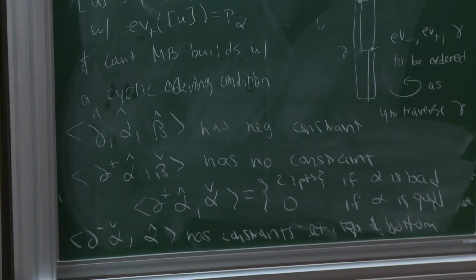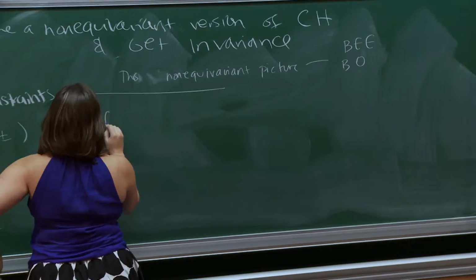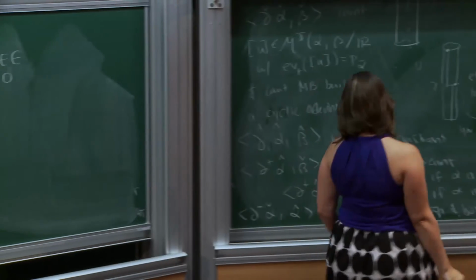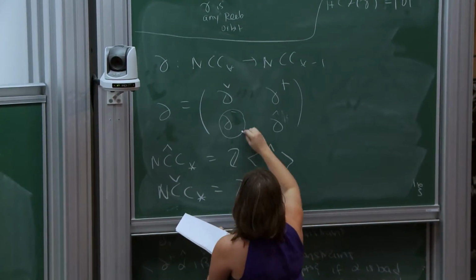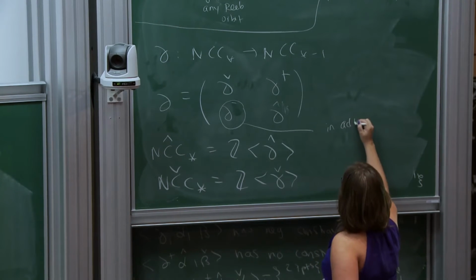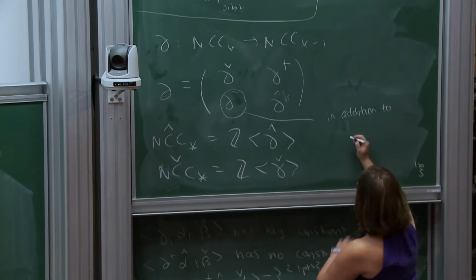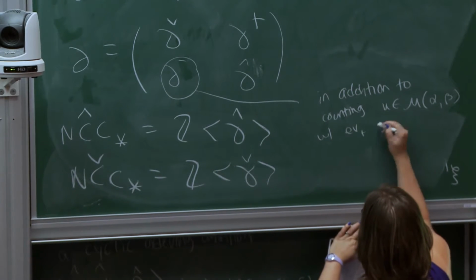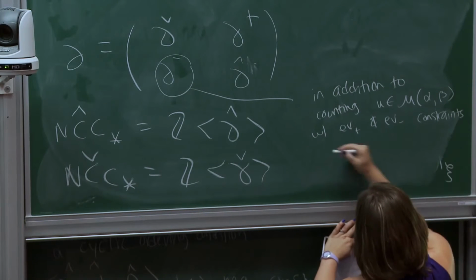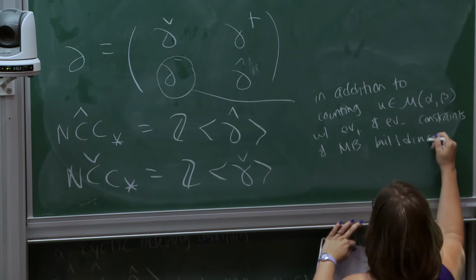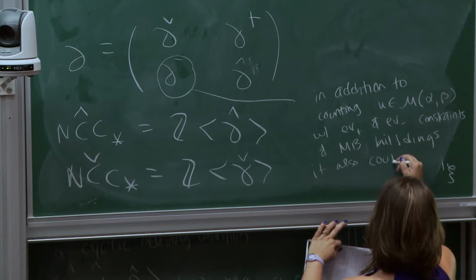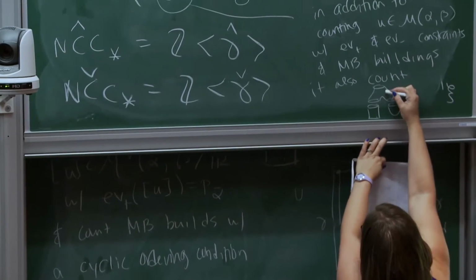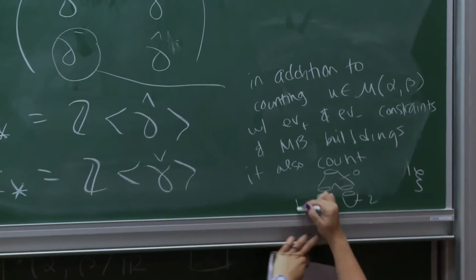But it turns out that a theorem is that this D minus here, in addition to counting U in M alpha beta with ev plus and ev minus constraints and Morse-Bott buildings, it also will count ways to glue an index 3 curve using obstruction bundle gluing that looks like a branched cover of a cylinder. This is 0, 2, and 1. Okay.